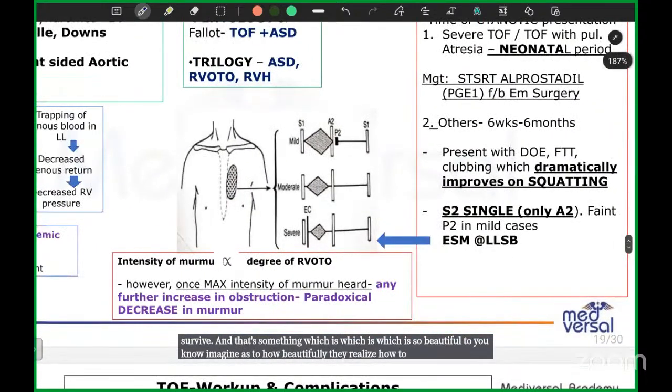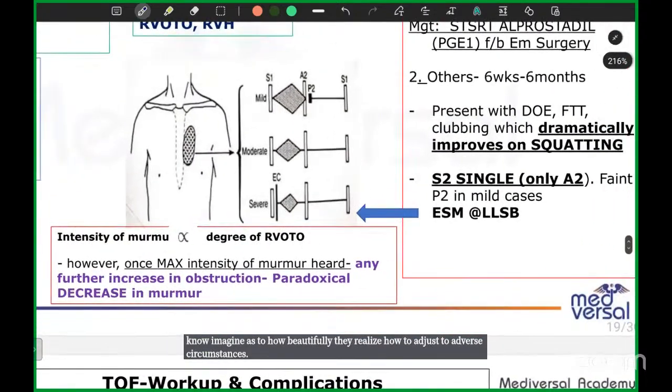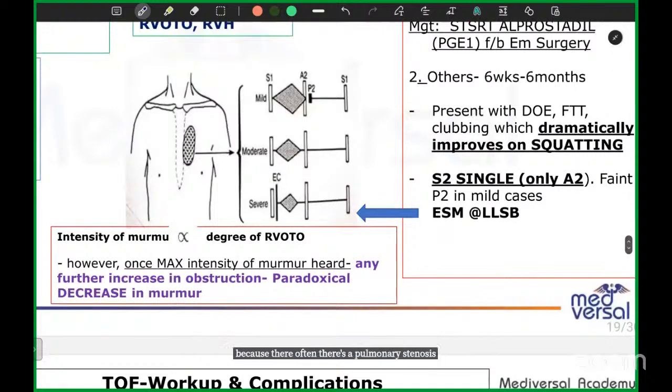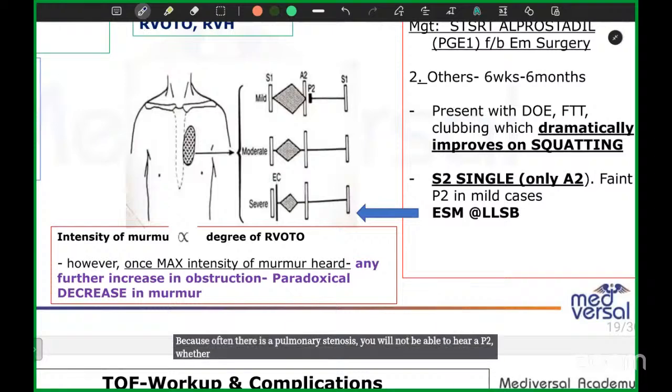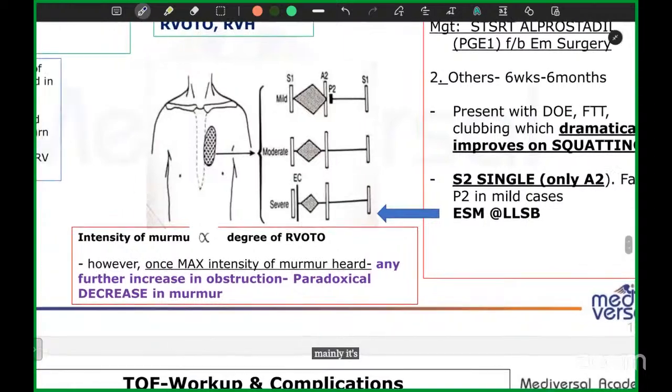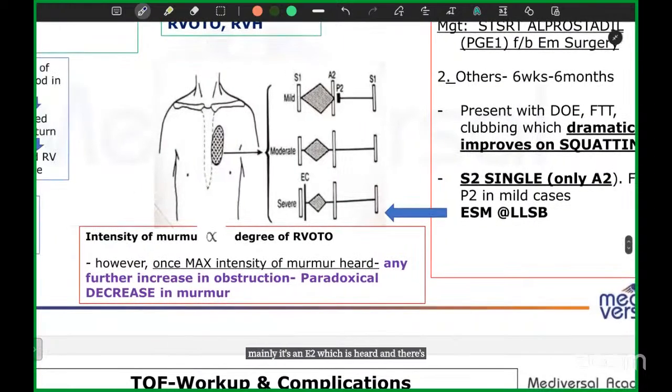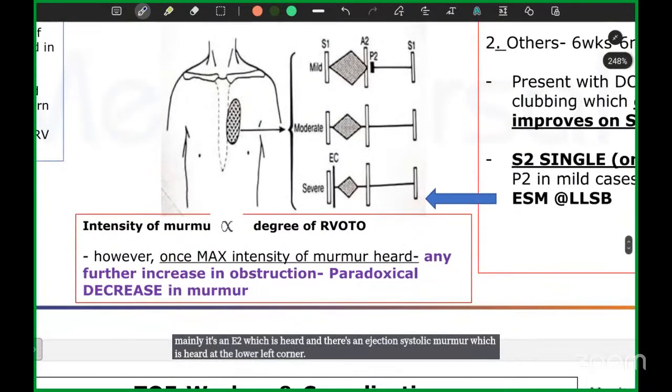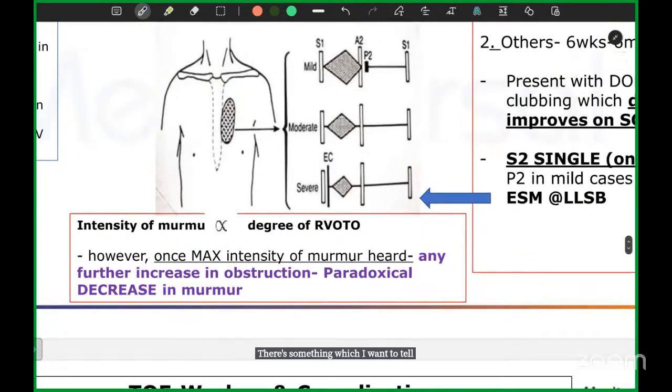Because often there is a pulmonary stenosis, you will not be able to hear P2. Whether there is a subinfundibular stenosis or whether there is a pulmonary atresia, you will never be able to hear a P2. Mainly it's an A2 which is heard, and there's an ejection systolic murmur which is heard at the lower left sternal border. There's something which I want to tell you. Because of this infundibular stenosis, you're having a right ventricular outflow tract obstruction, right?